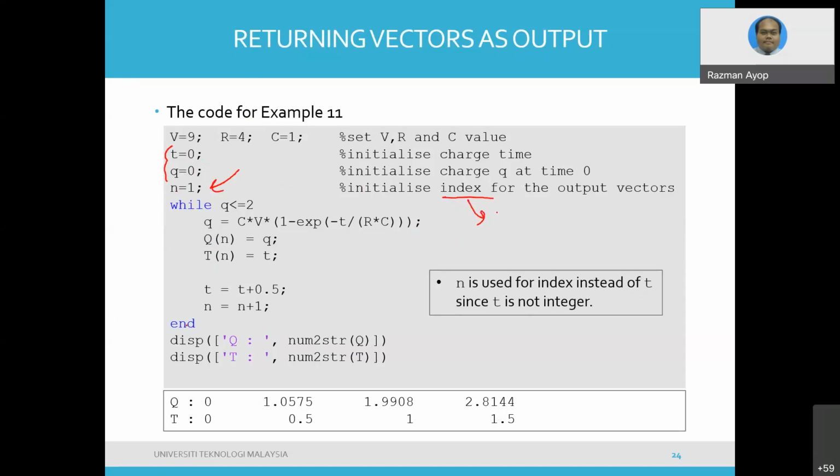When it comes to index, the index needs to be an integer. So 1, 2, 3, 4, 5, and so on. And you can see that the t is not an integer because it goes 0, 0.5, 1, 1.5. This is not an integer, so you cannot use this as index. And Q also, you can see here there is an exponential and everything, so it will not become an index. So you have to introduce one parameter you can use as an index.